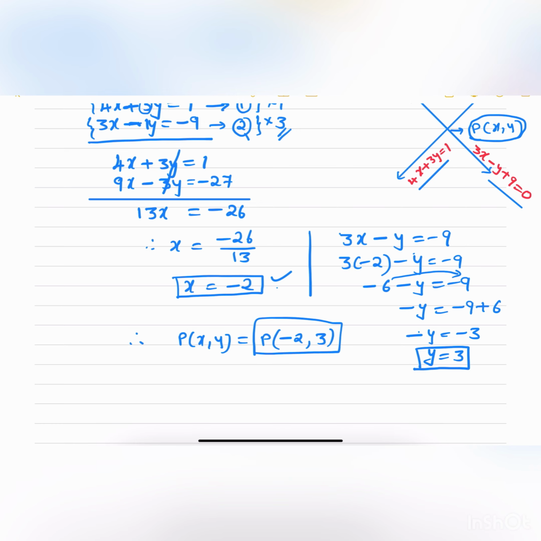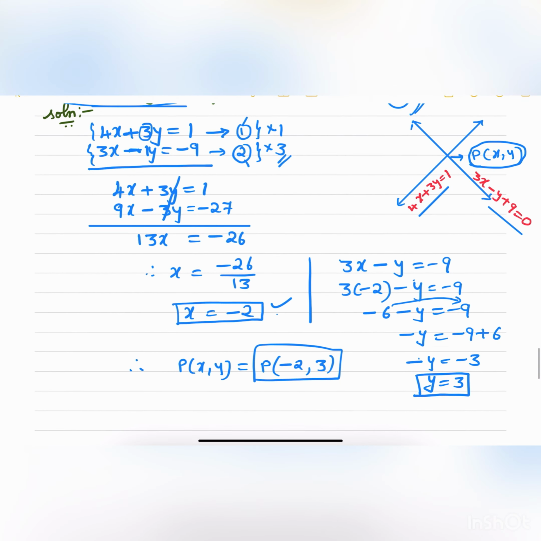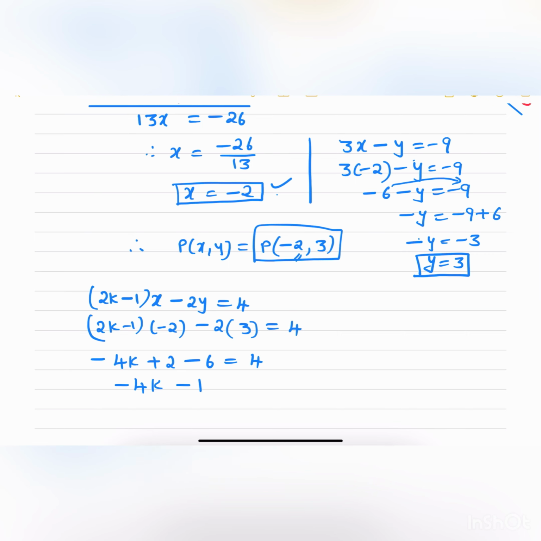Now we have to find out the value of k. They are saying that this point lies on this equation, 2k minus 1 into x. So it lies on that, and we have to find out the value of k. So let's take that equation. 2k minus 1 into x minus 2y is equal to 4. Now x is how much? Minus 2. So 2k minus 1 into minus 2 minus 2 into 3 is equal to 4. Now this is minus 4k plus 2 minus 6 is equal to 4. And minus 4k, 2 minus 6 is minus 4, is equal to 4.